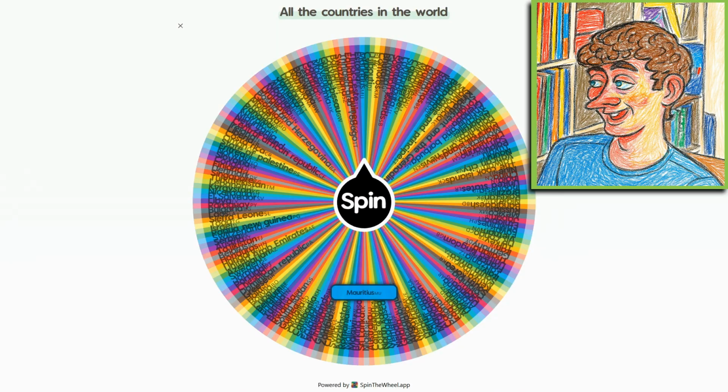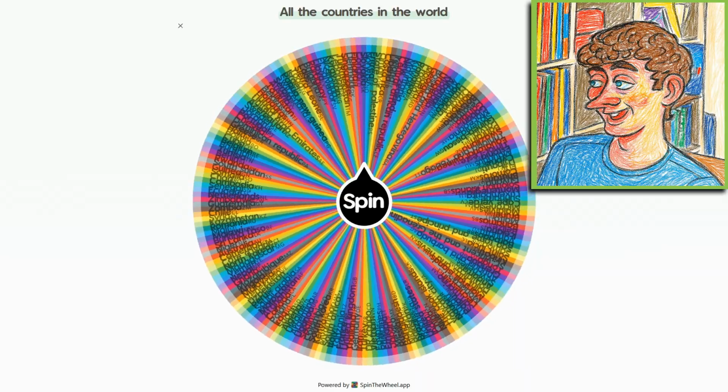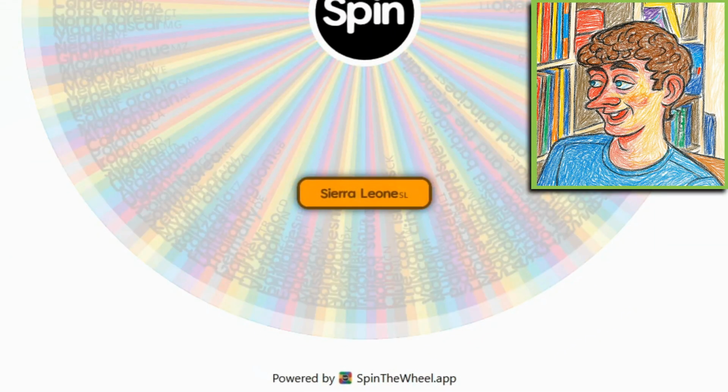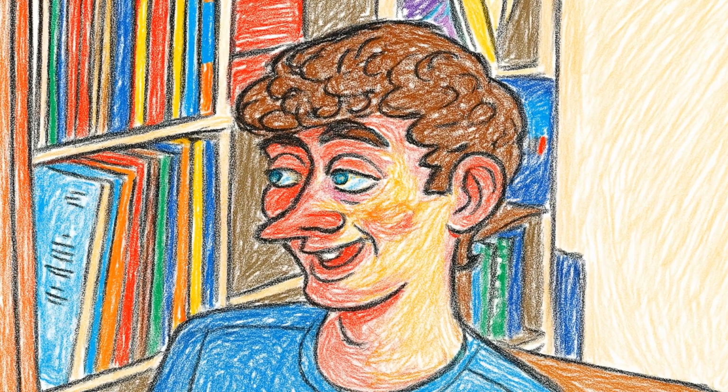Right, back to the wheel, please. I just need an easy one. Give me a Poland or something. That's not Poland. What is that? Oh, Sierra Leone. Actually, no, this one's all right as well. I think I can do this one as well.